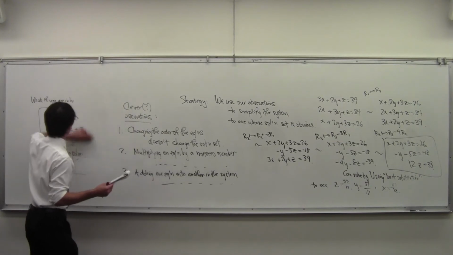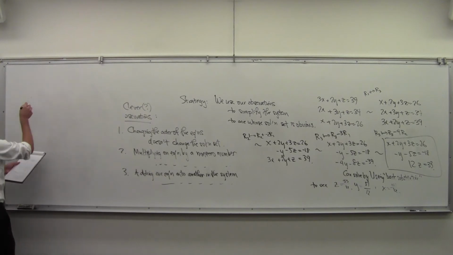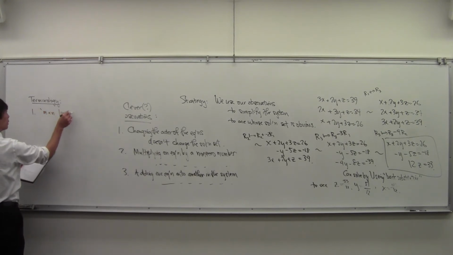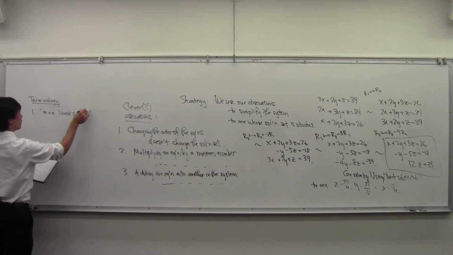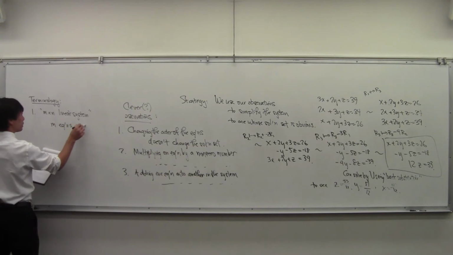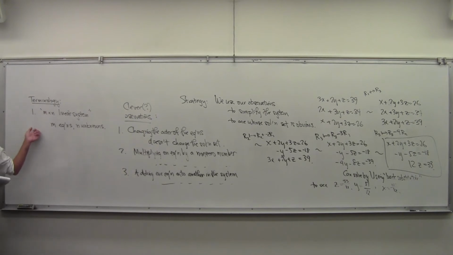Let me introduce some terminology here. So, first off, an m by n linear system means that there are m equations and n unknowns. What we were dealing with just now was a 3x3 system. First we had a 2x2 system, now we have a 3x3 system.